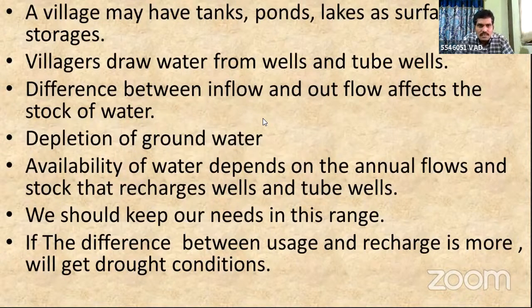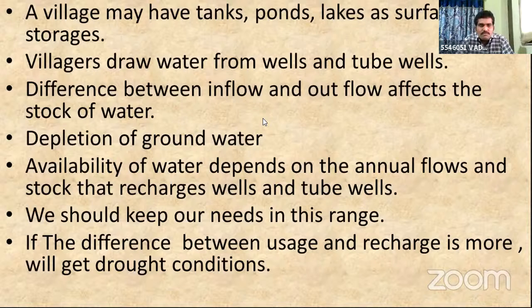In villages we have tanks, ponds and lakes as surface water storages. Students, think about your village. Is there any pond or tank or lake in your village? Yes, almost all villages have tanks, either small or large. In the rainy season, we observe the rainwater going to the village tank. After the tank fills up, it overflows downward. The tank water is useful all year to grow crops properly.